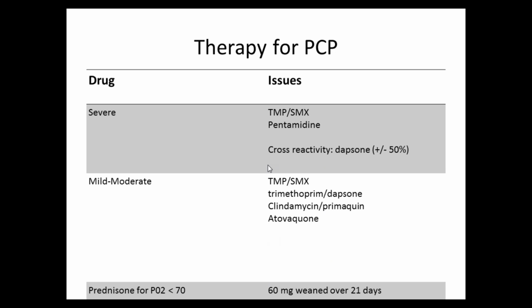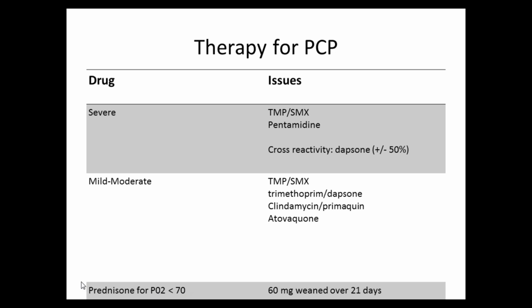Now, when we say mild to moderate, what do we mean? Basically, what that means is that people who, one, can take PO, two, are not so severely hypoxic that they need to go into the hospital, and three, looking at this PO2, if their PO2 is above 70, that's a good cutoff to use.